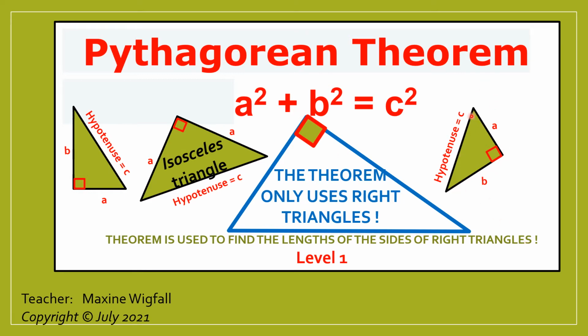The Pythagorean theorem says that a squared plus b squared is equal to c squared. The Pythagorean theorem identifies the sides of the triangle as a and b, and the theorem calls them legs. So in this triangle, the legs are A and B.